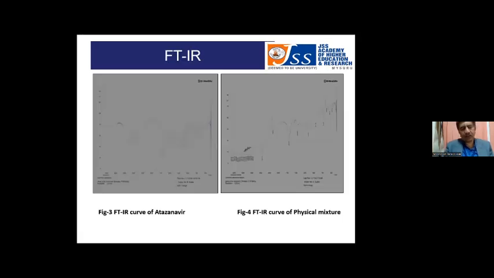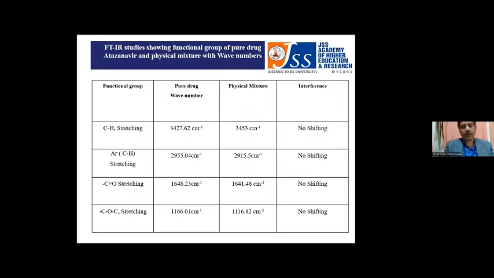This is followed by the FTIR technique, Fourier transform infrared, in which the samples are made into pellets with potassium bromide. These pellets are scanned from 400 to 4500 centimeter inverse. These are the results we obtained from the FTIR with regard to the pure drug, physical mixture, etc.